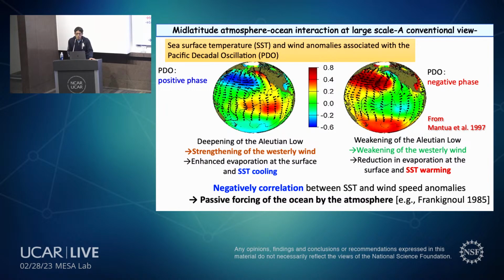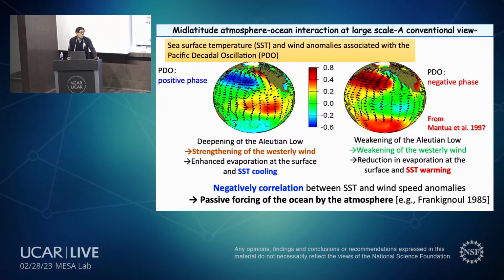This figure shows the composite of sea surface temperature and surface wind anomaly associated with the Pacific Decadal Oscillation. The left panel shows the positive phase of the PDO, and the right panel is a composite of the negative phase of the PDO. During a positive phase of the PDO, the Aleutian Low is intensified, and the strengthening of the westerly wind here leads to enhanced evaporation and SST cooling. The opposite situation occurs for its negative phase. So in summary, in case of atmospheric forcing of the ocean, SST and surface wind speed are negatively correlated.